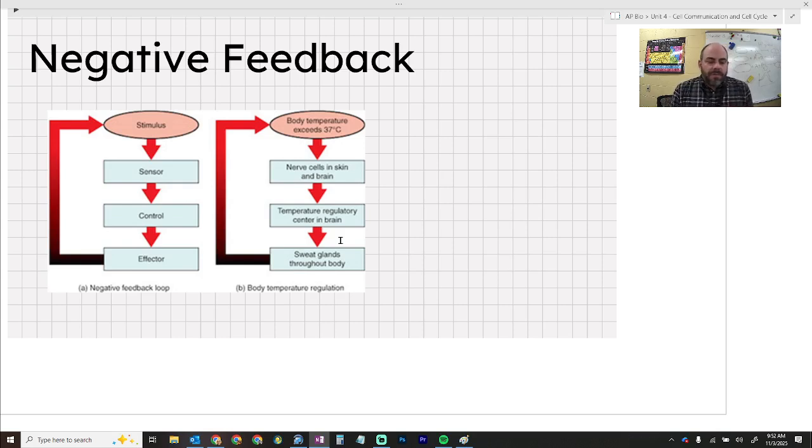This picture is helpful, right? Where you have a stimulus, you have a sensor for that stimulus, you have the control mechanism, then the effector goes back and turns off the stimulus or resets it, right? And then let's make this work in a real world situation.